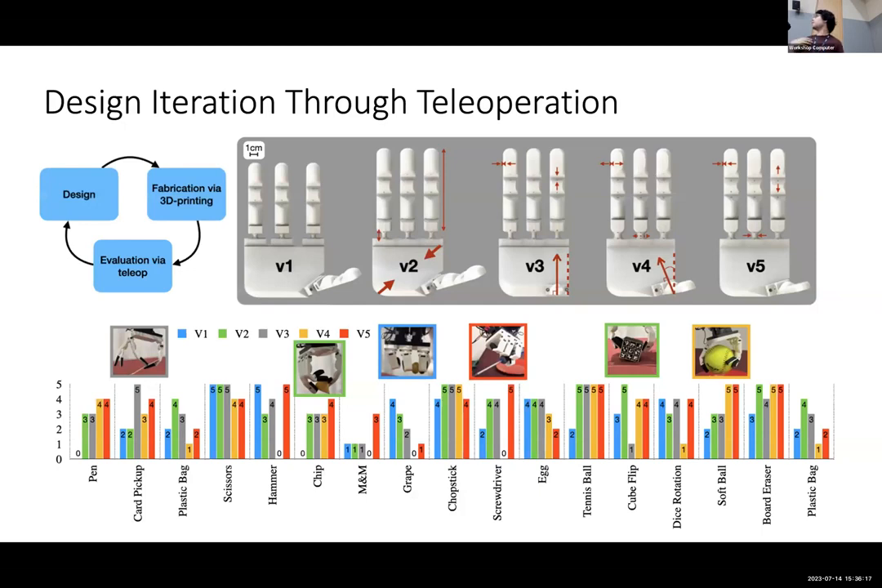Basically, what we do in this paper is we design iterate through teleoperation. So we use that teleoperated VR glove, which we'll have on demo here, and we improve the soft hand's performance through multiple versions. Because it's so easy to build and 3D print, we're able to build 5 different versions and show iterative improvement throughout testing.